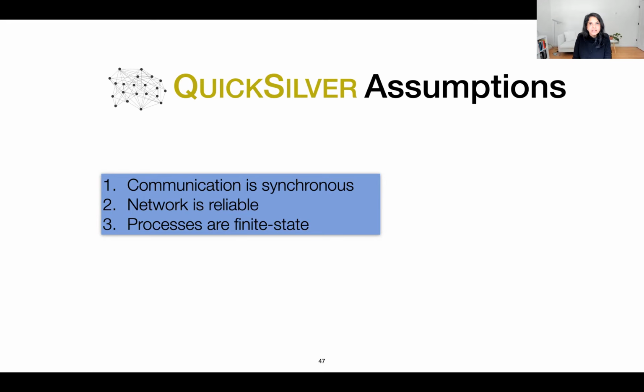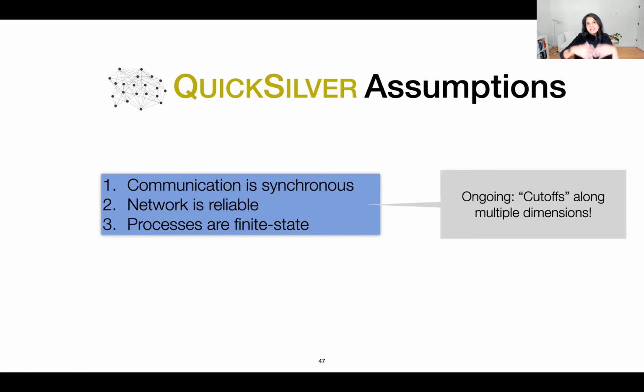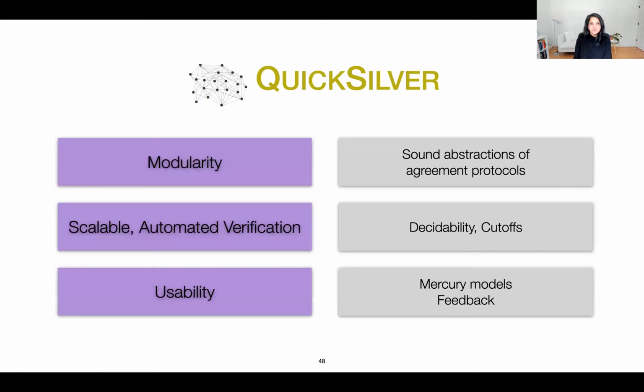Decidability is just not easy to extract, but we are currently working on extending these same ideas to derive reductions to bounded systems along multiple dimensions, not just along processes, but along variable domains, along channel delays, and so on. Okay, we are trying to extend this idea of deriving cutoffs, not just for the number of processes, but for other kinds of unboundedness as well. So this is very much ongoing work. So in Quicksilver, we have sound abstractions of agreement protocols, right? We have a modeling language that does this. We have scalable automated verification through decidability results and cutoff results. And we get usability through the design of our modeling language, as well as through the incorporation of some notions of user feedback in the loop, right?